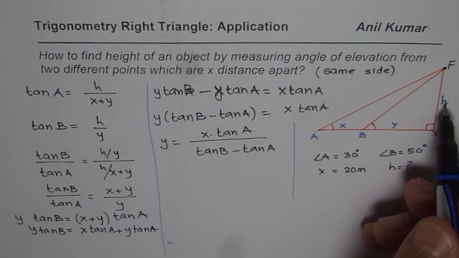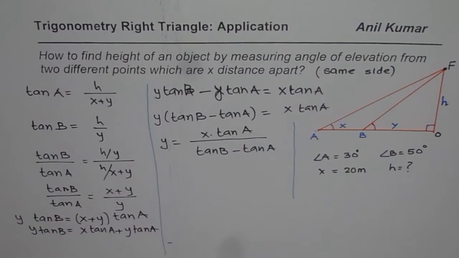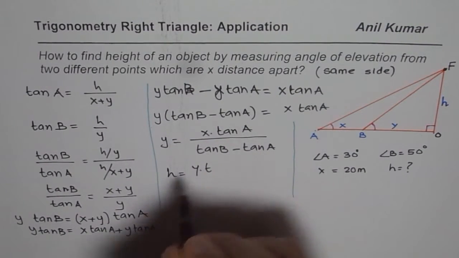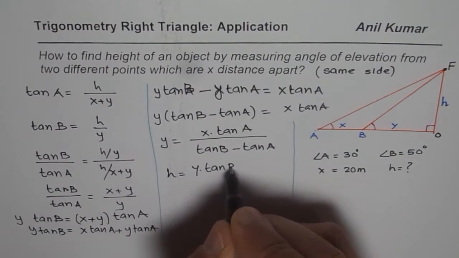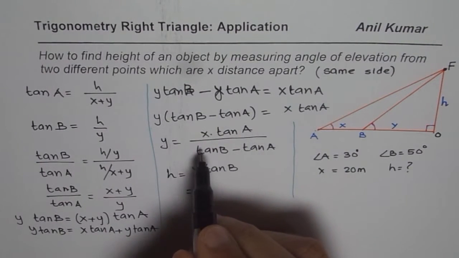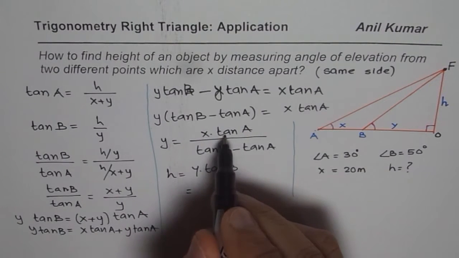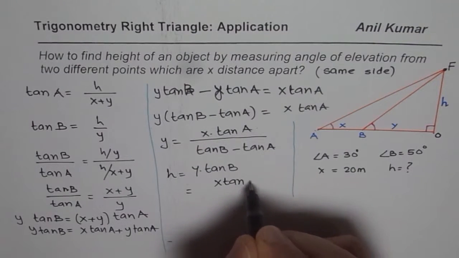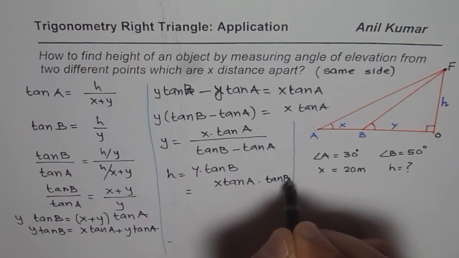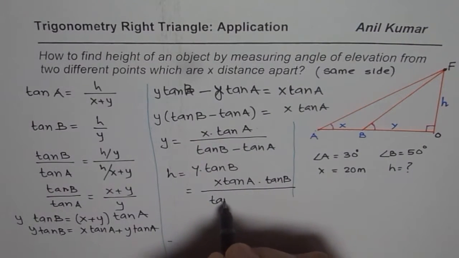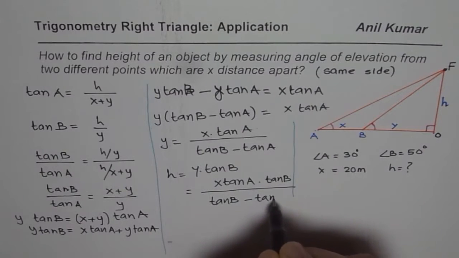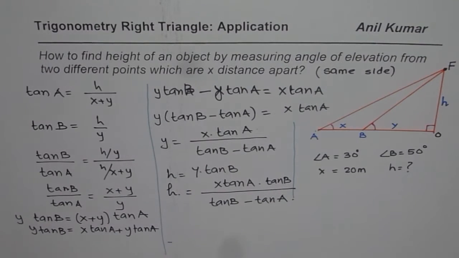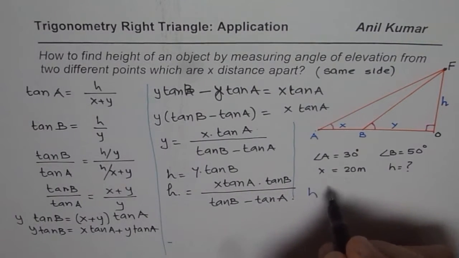Well, before that we really need to find what h is. So let me write the general formula for h. Now from here we know h is equal to y times tan B, right? Since y is all this, h will be x tan A times tan B, divided by tan B minus tan A. Perfect. So we get the height in terms of the known things for us. Good job. So let's find the height now using these given values.